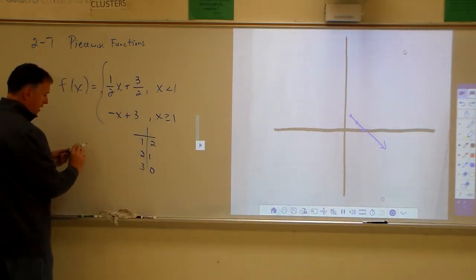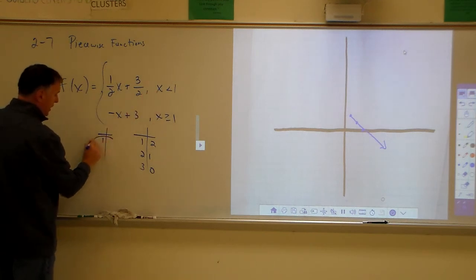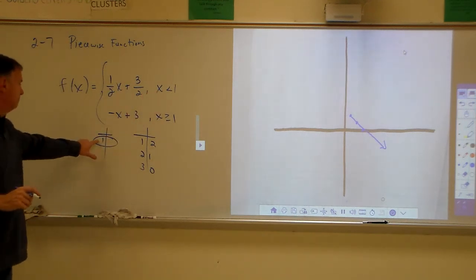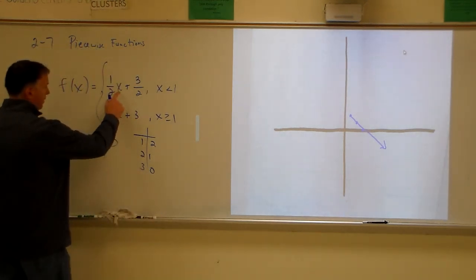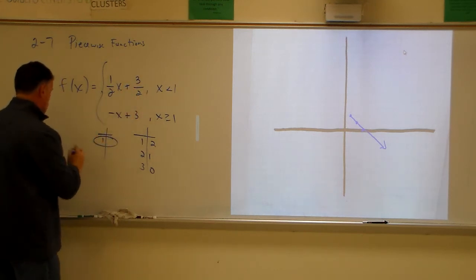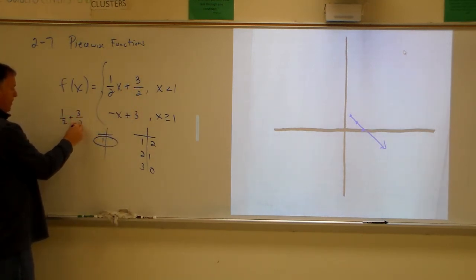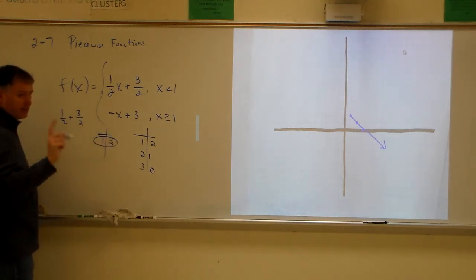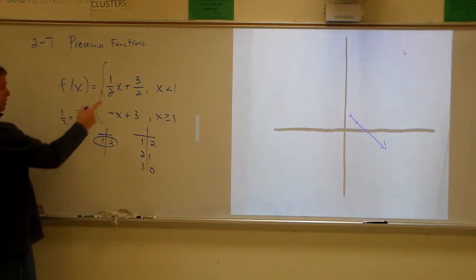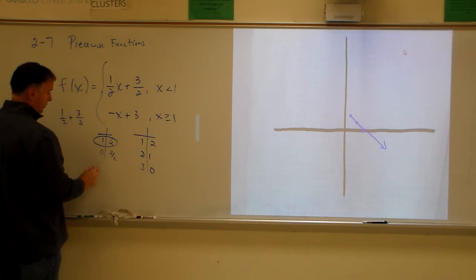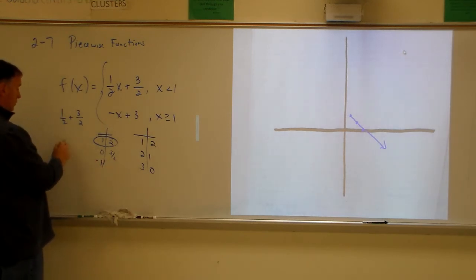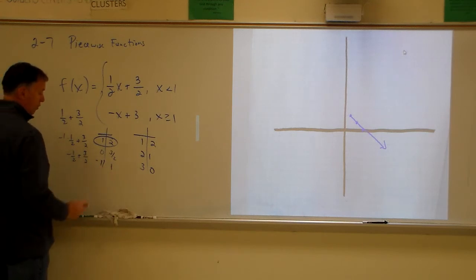So I make my XY chart for the other one. Again, I'm going to put a 1 here, and I'm going to put an oval there so I know that when I make it, it's going to be an open circle. So that's going to be 1/2 plus 3/2. Well, 1/2 plus 3/2 is 4/2, which is 2. Interesting. Put in something less than 1, put in a 0. 0 plus 3/2 is going to be 3/2. Put in a -1. -1 times 1/2 plus 3/2. -1/2 plus 3/2 is 2/2 or 1.